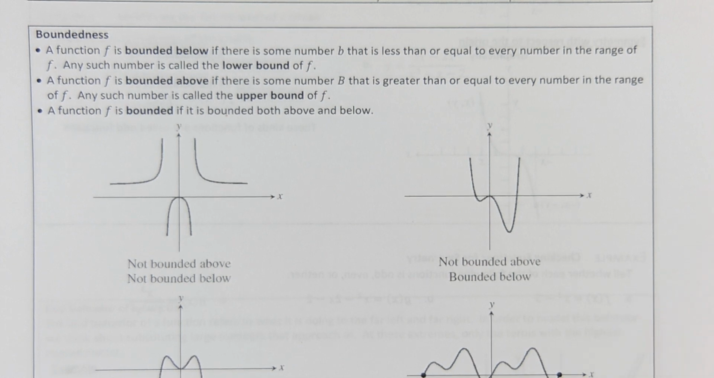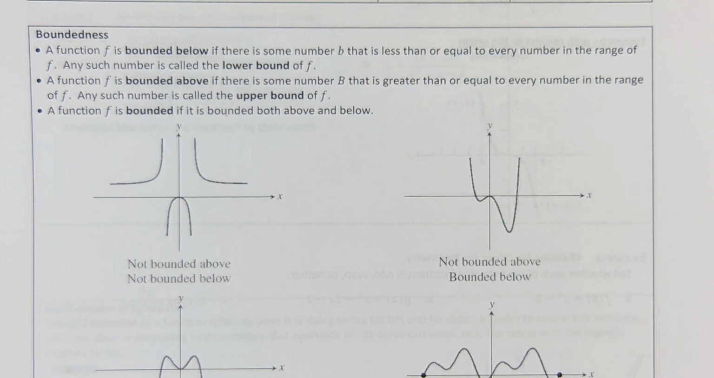And boundedness is a feature of the range of a graph. If your range has a top it can't go through, meaning it doesn't approach positive infinity, or if your range has a bottom it can't go through, meaning it doesn't approach negative infinity, then we would say that your graph has some kind of boundedness.